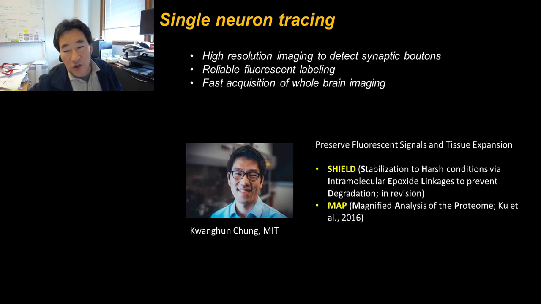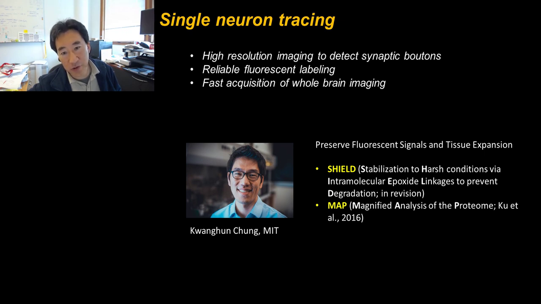To get the single neuron tracing, we need to get the high resolution image, and then they have to detect the synaptic bouton, and we have to get the reliable fluorescence labelings, because if you lose the fluorescence, you will not trace the neuron. And then it's better to image the whole brain with the high resolution very fast.